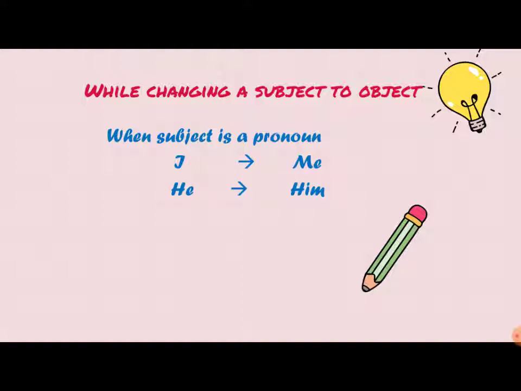When you get he, you have to change into him. When you get she, you have to change into her. When you get we, you have to change into us. They will be changed into them. Please remember this whenever you get a pronoun. Noun, no problem. But when it is a pronoun, you have to make this change. So let's take a sentence.